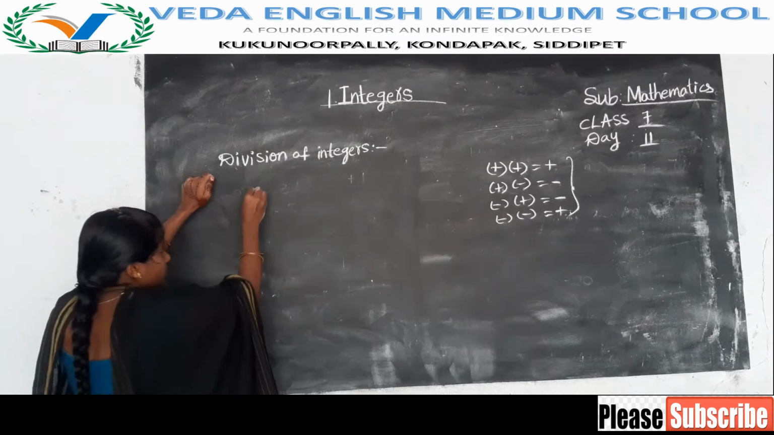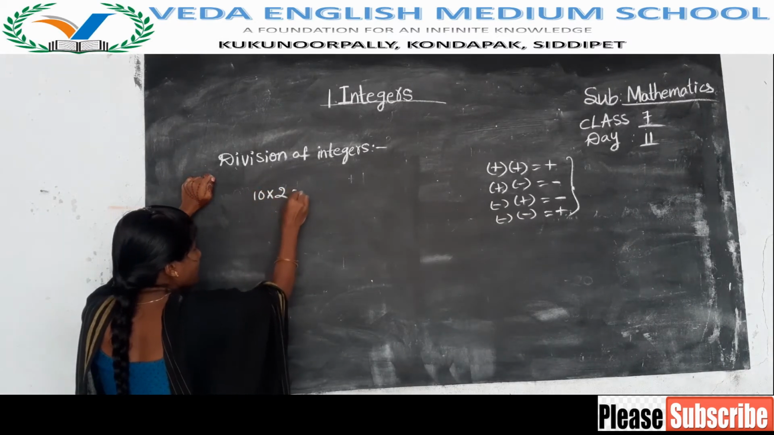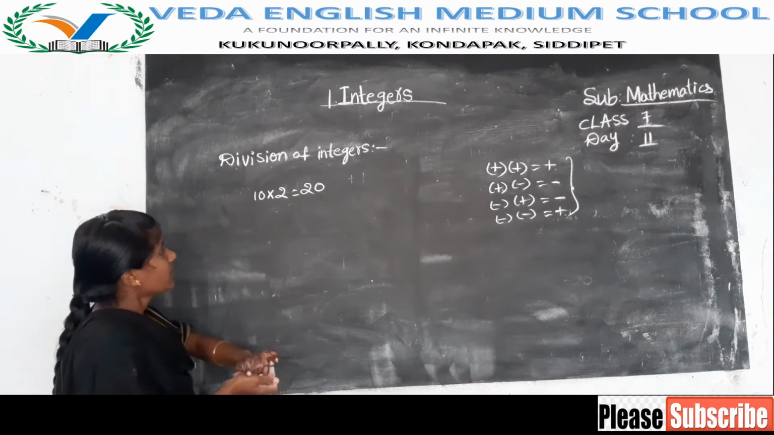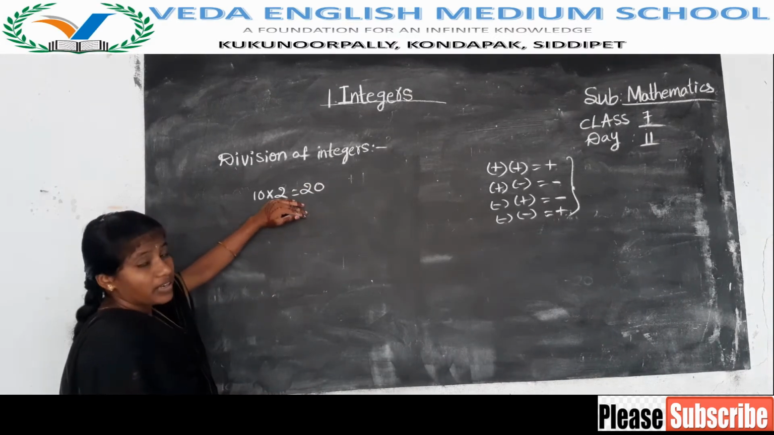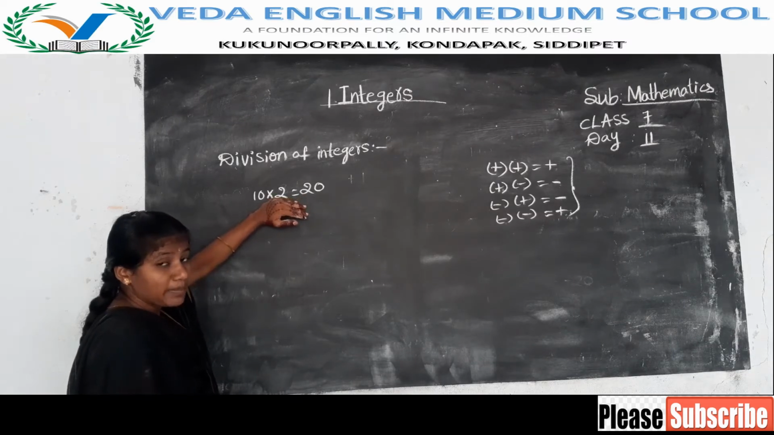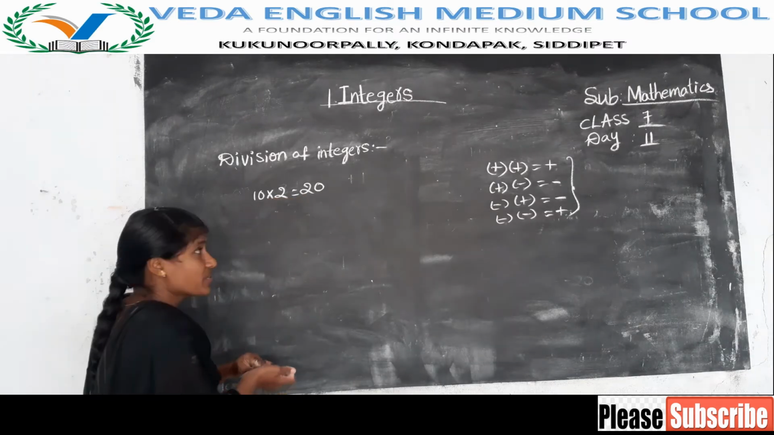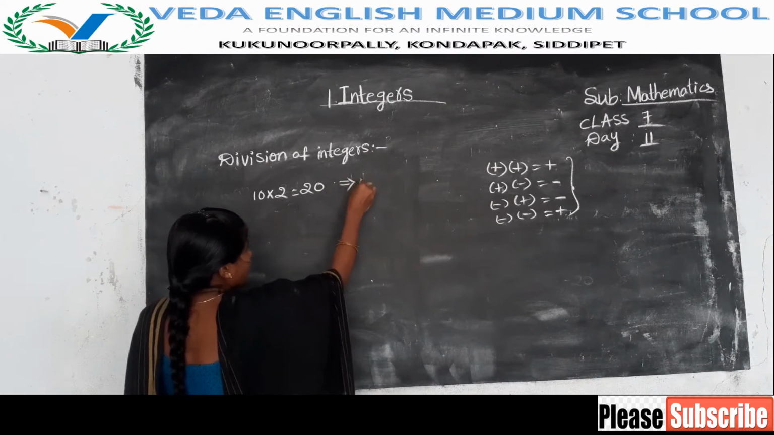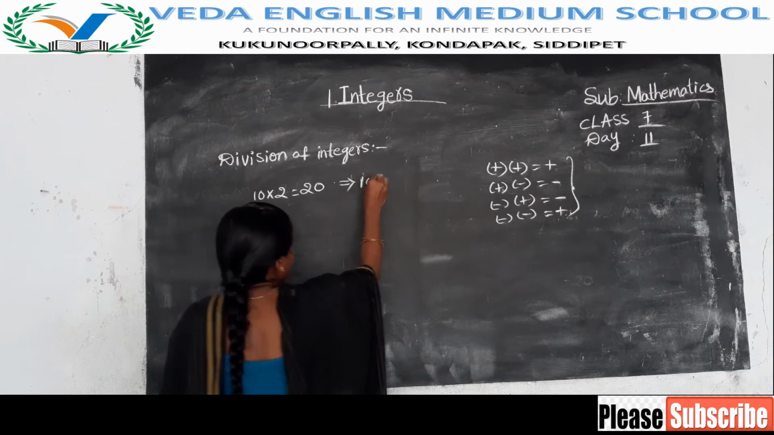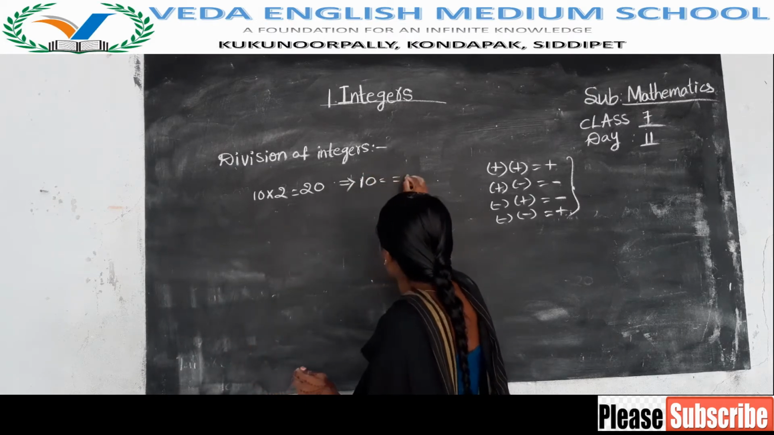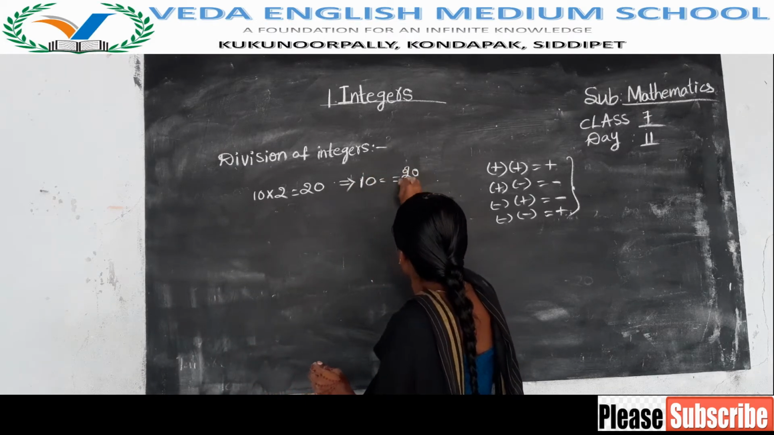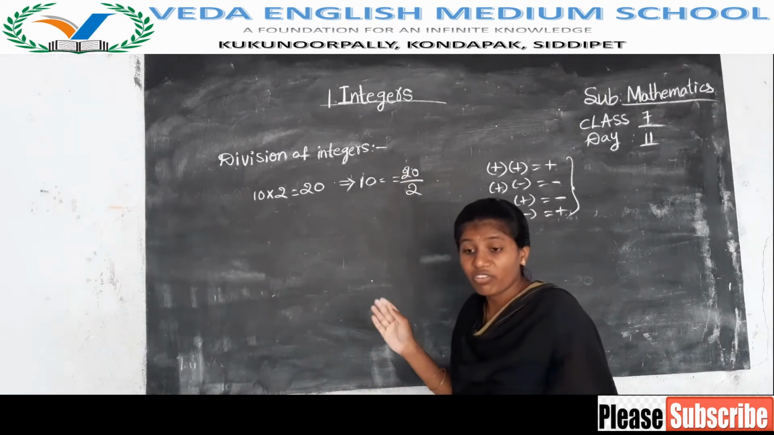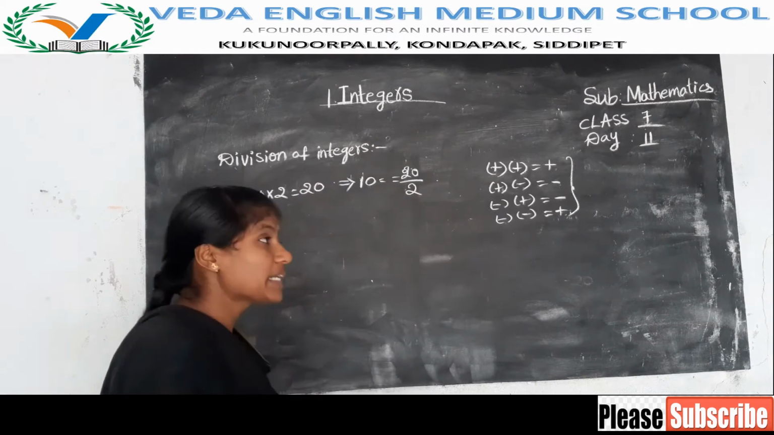For example, if I have written 10 2s are 20, then it is multiplication. Now how is this multiplication reversed to division? Already in class 5, class 6 we have learned this. If we write like this, 20 by 2, 2 tens are 20. That means division is reversed to multiplication.